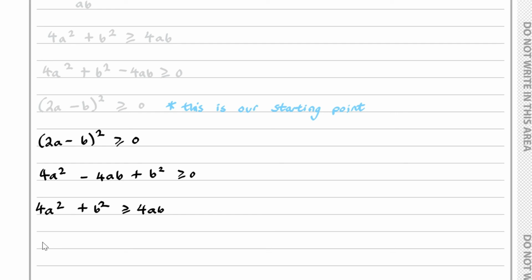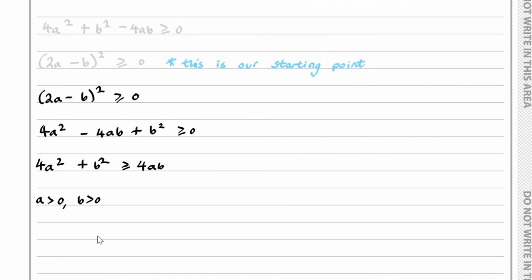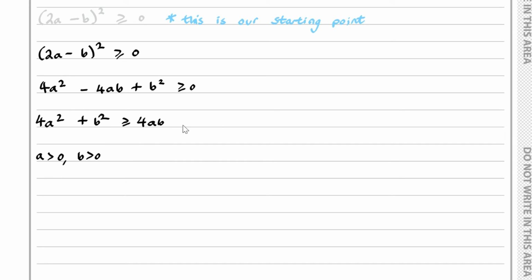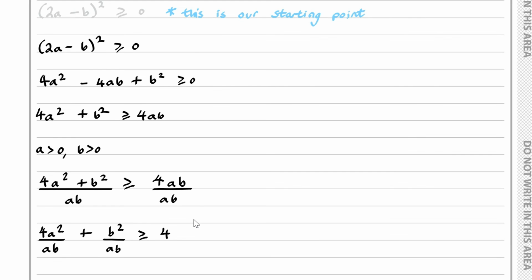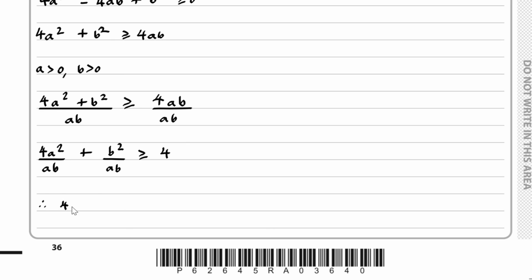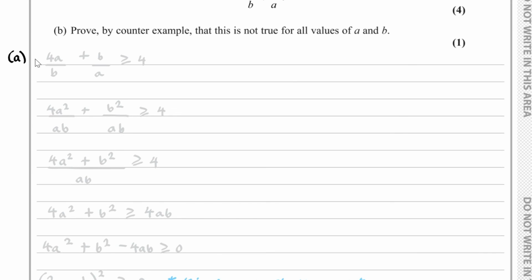And what we can hopefully see here then is, well, we know that a is greater than 0 and b is greater than 0. So if that's the case, what we can do is divide both sides by ab. So we get 4a squared plus b squared over ab is greater or equal to 4ab over ab. So we have 4a squared over ab, I'm just splitting up the fraction now, plus b squared over ab. This is greater or equal to 4. And then you can simplify all this to conclude that 4a over b plus b over a is greater or equal to 4. Okay? So that's how I would approach this question.